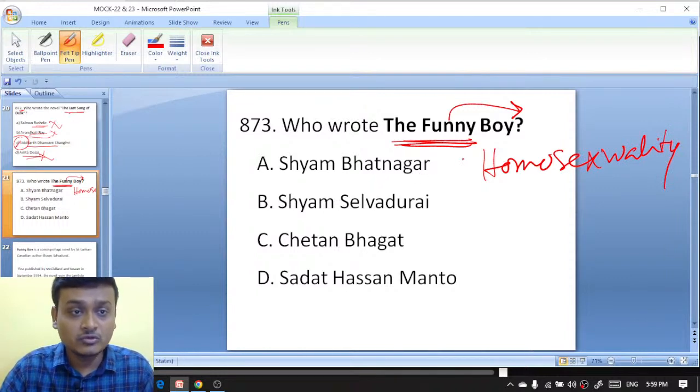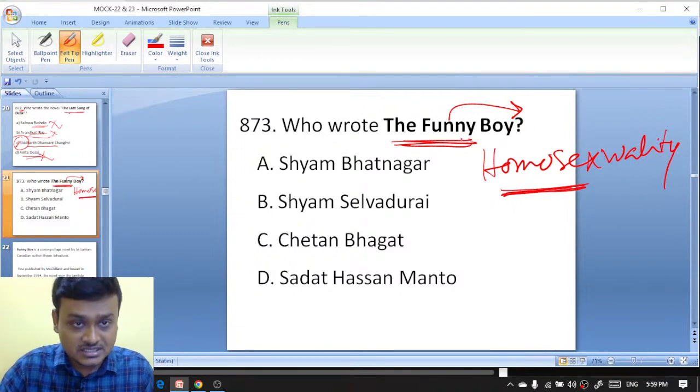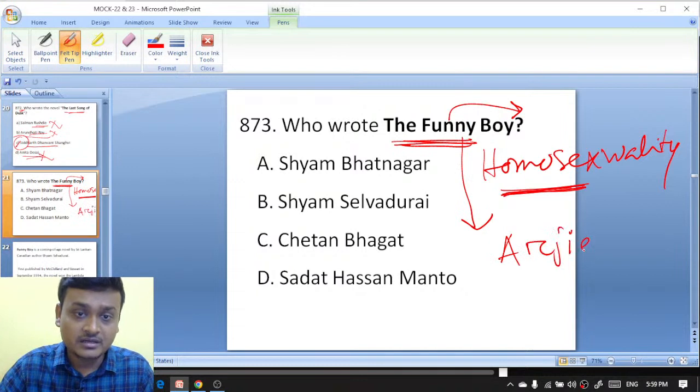Now I am giving the clue here. Sri Lankan diaspora writer. It deals with the themes of homosexuality, and its main protagonist is Arjie. Arjie is the main protagonist of this novel.